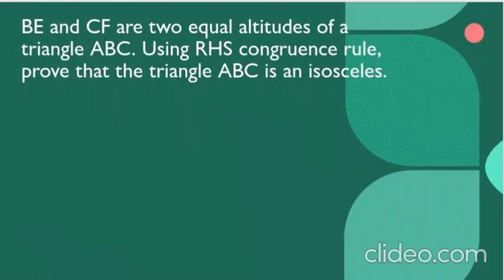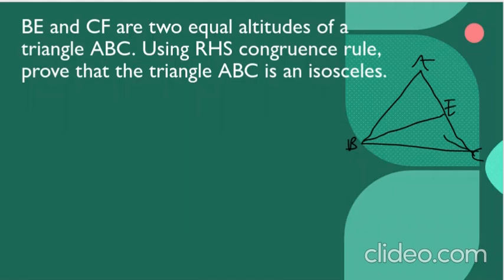See this. I have a triangle, and it's a little bit rough. Just manage. So it is ABC. This is my triangle ABC. What I have are two altitudes, BE and CF. These are my two altitudes. Now using the RHS congruence rule, I have to prove that this whole triangle ABC is an isosceles triangle. Now how do I do that? See here. Can you see we are getting triangles in this now?